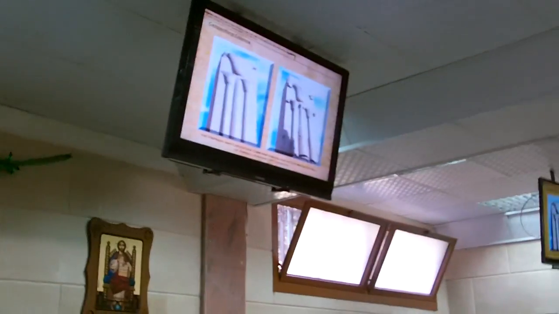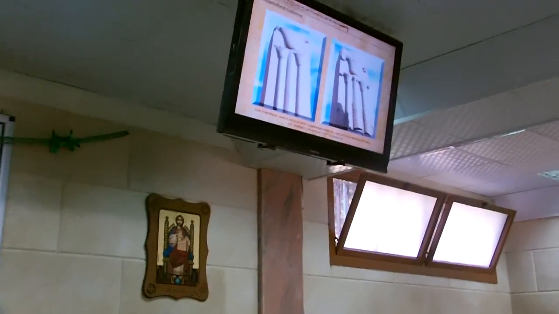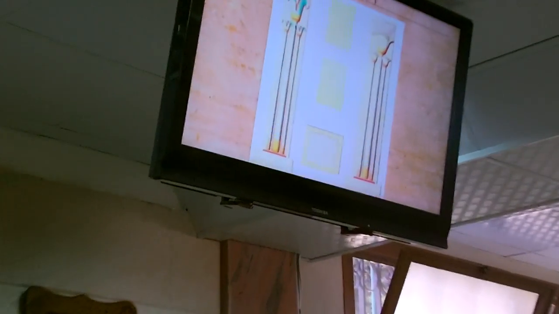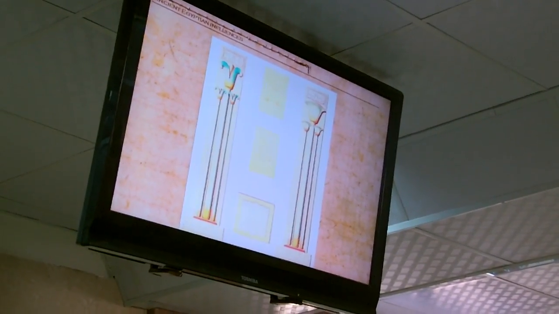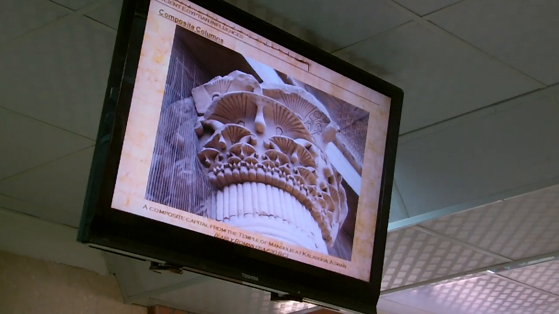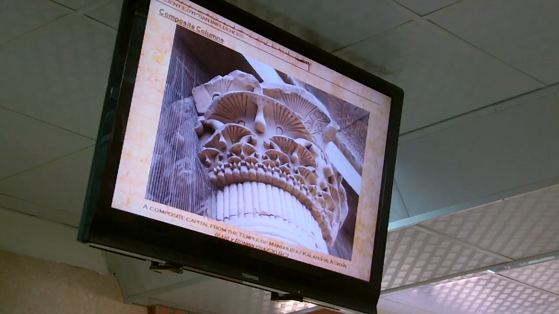Then we have campaniform columns, which is a basic form of composite order. This is the reconstruction of the previous order. This is a composite capital. Composite capitals were especially common during the New Kingdom, the Ptolemaic and Greco-Roman periods.